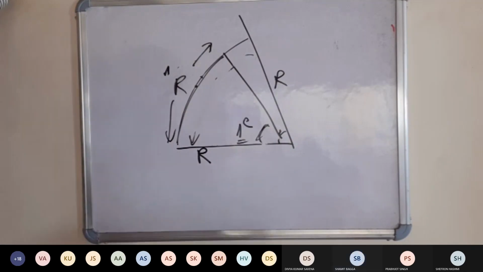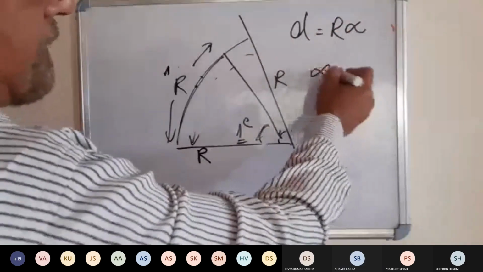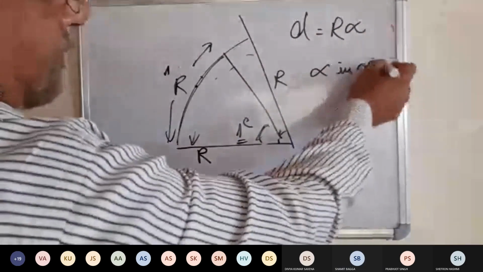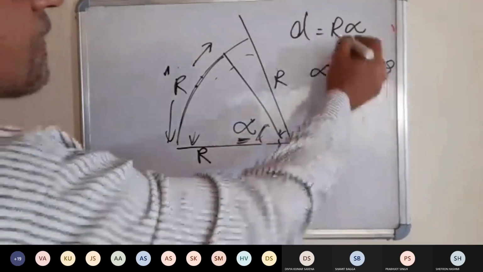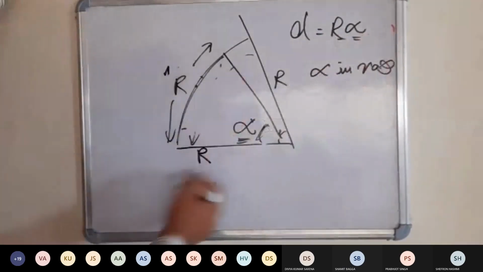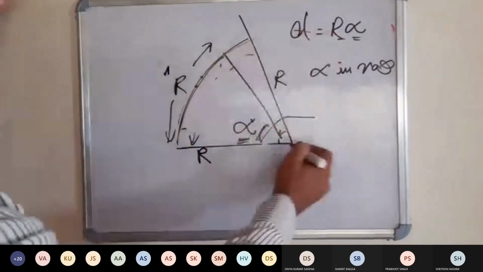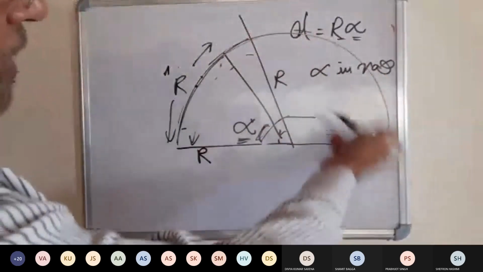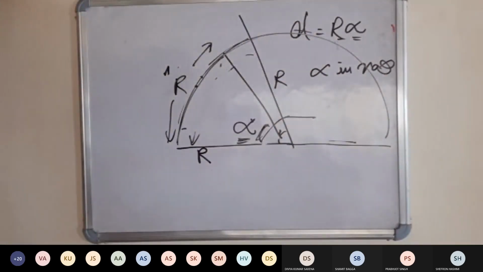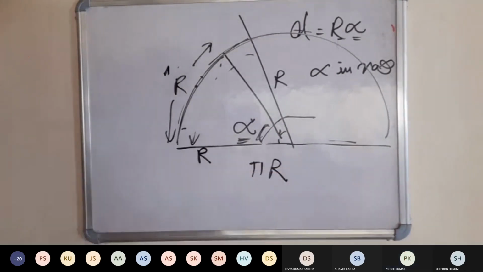Yes, sir. That means t is equal to R into alpha, where alpha is in radians. अगर ये alpha है, alpha radians, so multiplied by that. अगर 1.5 है तो 1.5 R, अगर 2 है तो 2 R, अगर 3 है तो 3 R, और अगर पूरा हाफ सर्किल होगा तो कितना R होगा? 3.14. 3.14 pi R.